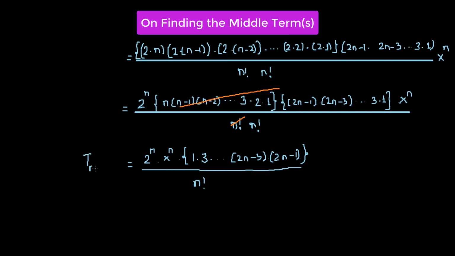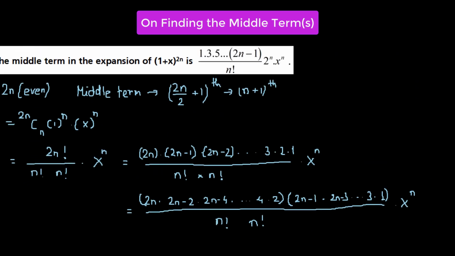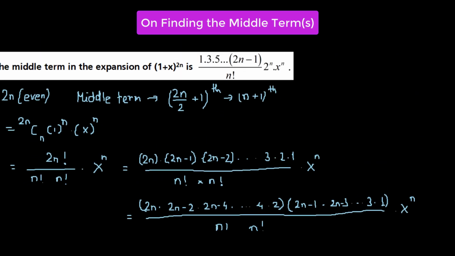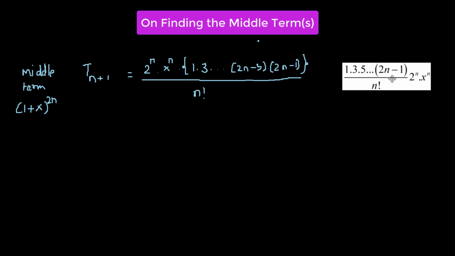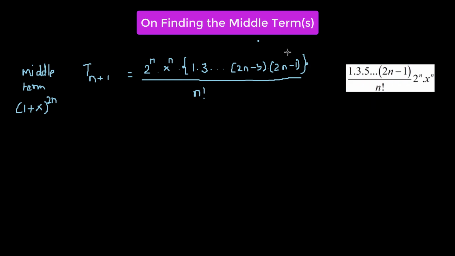So this is the t(n+1), which is the middle term in the expansion of (1 plus x) raised to the power of 2n, and this was what we were asked to prove. So let's quickly have a look at the question. So this is the question. Let me pick this one up, copy and paste it here, and let's compare it.